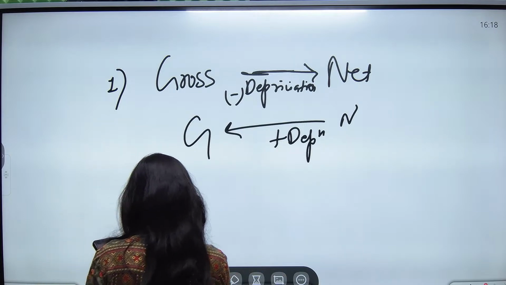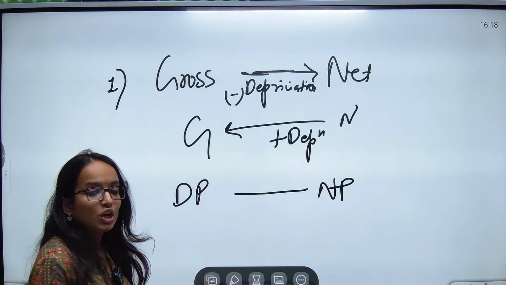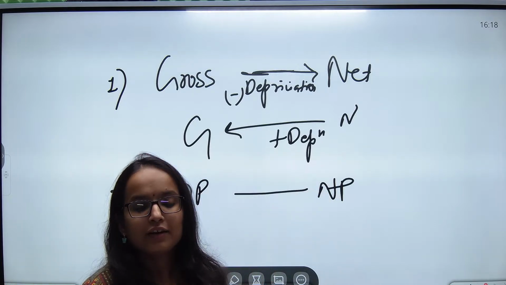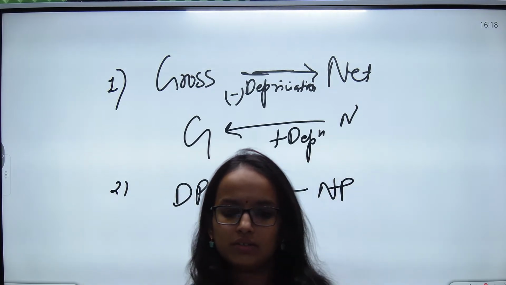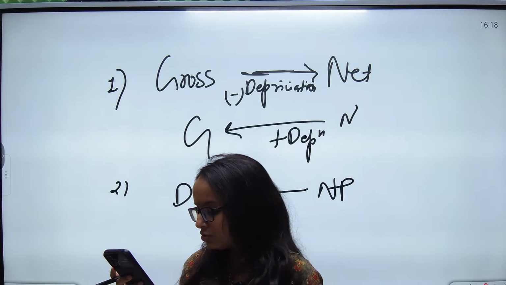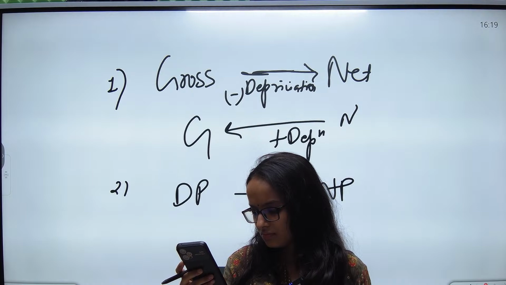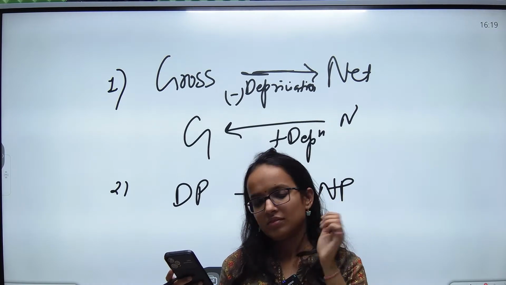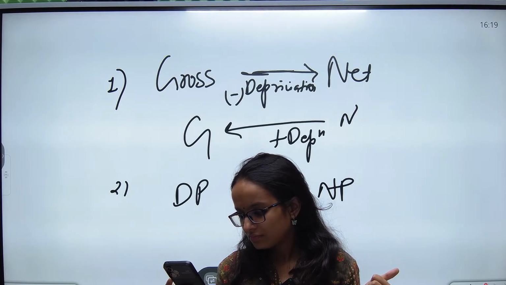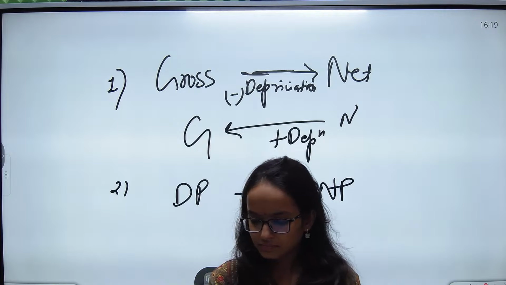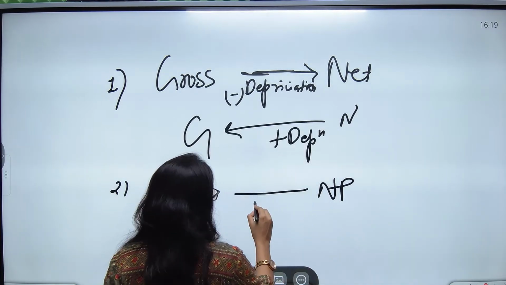Okay. Then second is your DP and NP. That is domestic product and national product. What is the difference? Can you tell me the difference between domestic product and national product? What is the difference between domestic product and national product? NFIA. Yes, see, basically the difference between them is of NFIA.